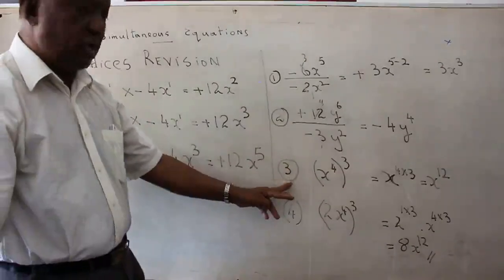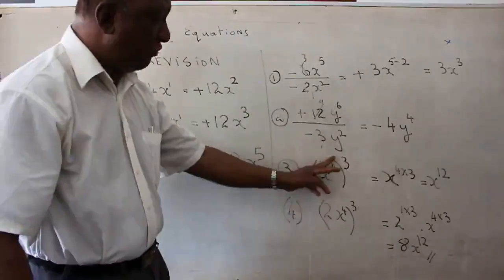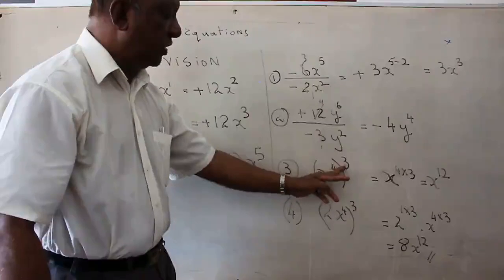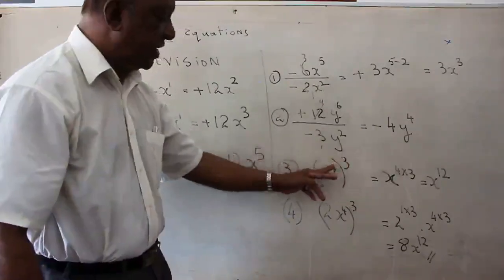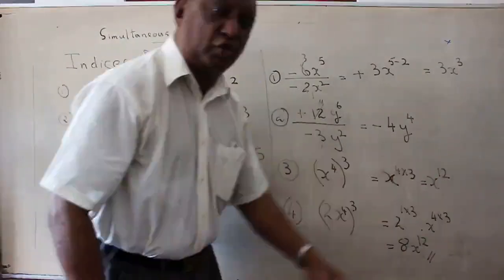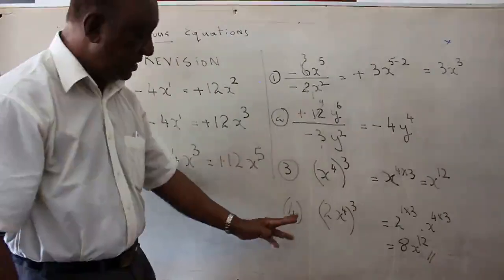Question number 3. X to the power 4 bracket to the power 3, which means this 3 and 4 get multiplied, answer is x to the power 12.